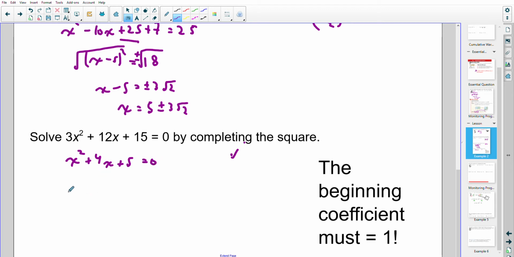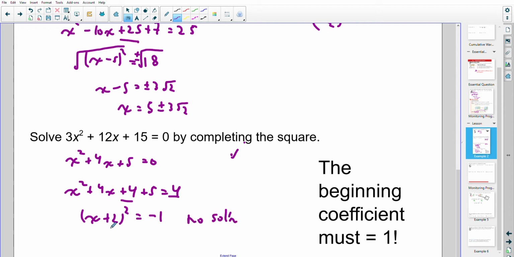Now looking at that 4, you're going to divide by 2 and square. Dividing 4 by 2 is 2. Squaring it is 4. If you add 4 to one side, you have to add 4 to the other side. So this becomes x plus 2 squared equals -1. Now, when you see that this is equal to a -1, that cannot happen. So the answer is it does not exist. No solution. You can stop right there unless you're talking about complex numbers, which we're not.